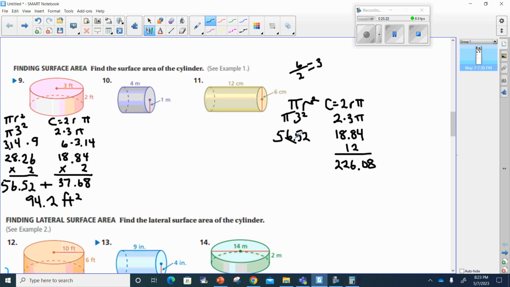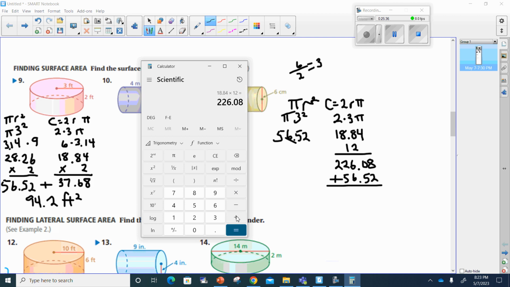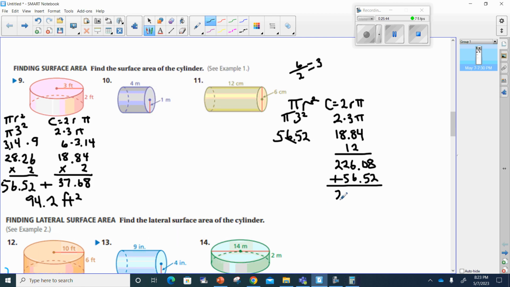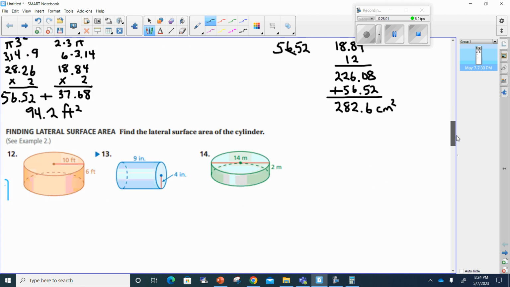Yep. And now we're going to have to add that to 56.52. That's going to equal 282.6. Double check that. Yep. And that's going to be centimeters squared. All right, let's go to number 12 now.